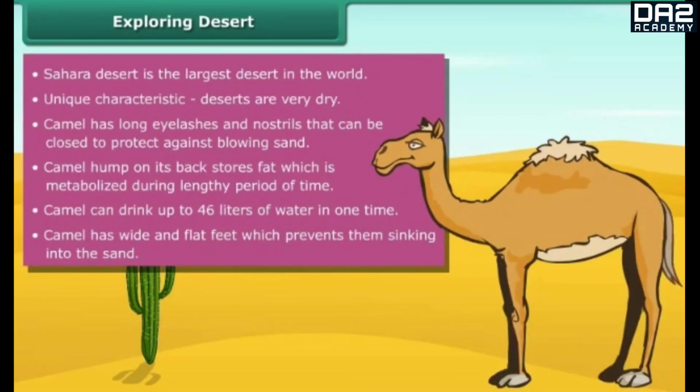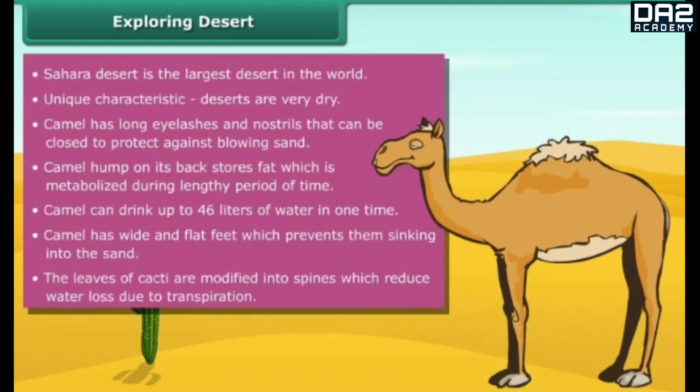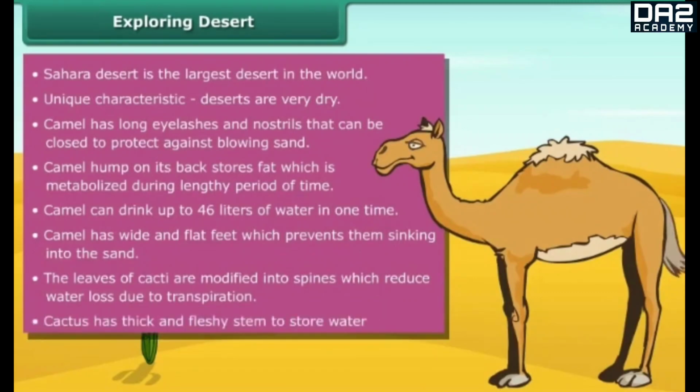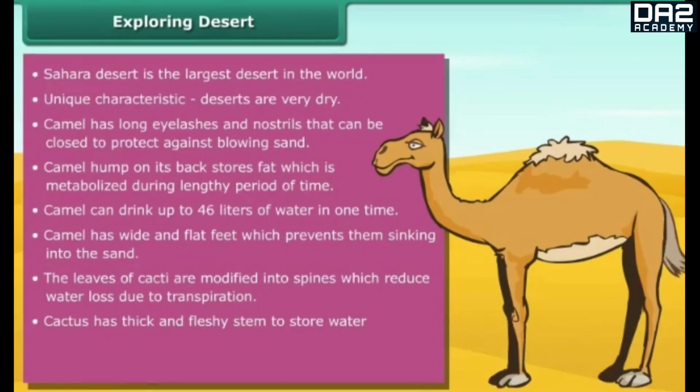Similarly, plants like cacti also show various adaptations to survive in dry and hot environments. The leaves of cacti are modified into spines, which reduce water loss due to transpiration. Cactus has a thick and fleshy stem to store water. Roots of desert plants deeply penetrate the soil to absorb water.